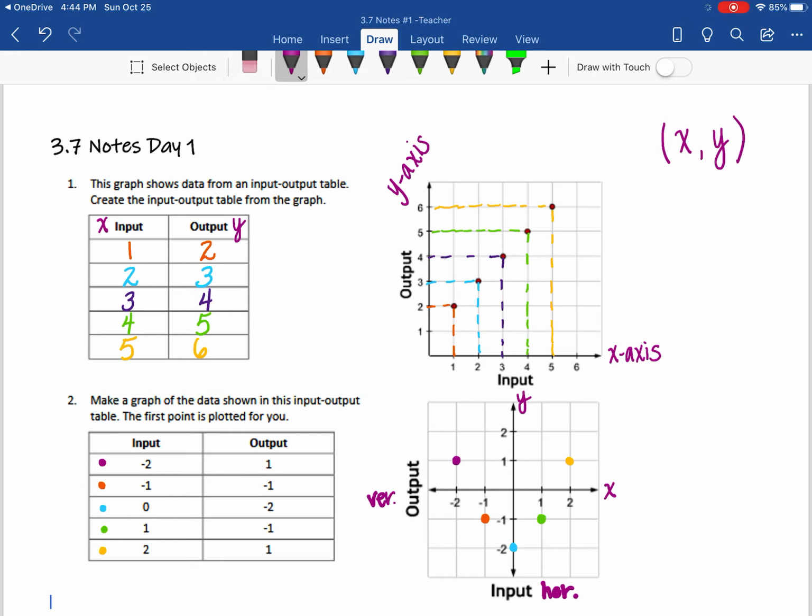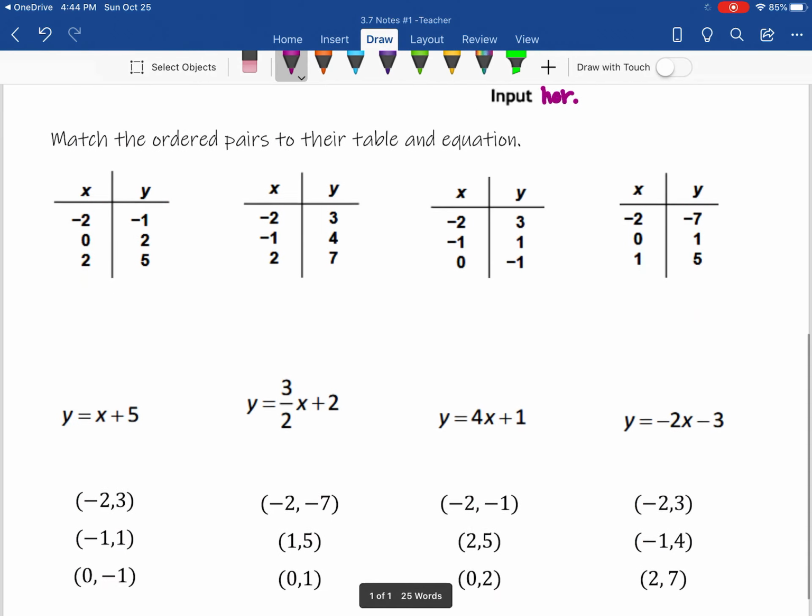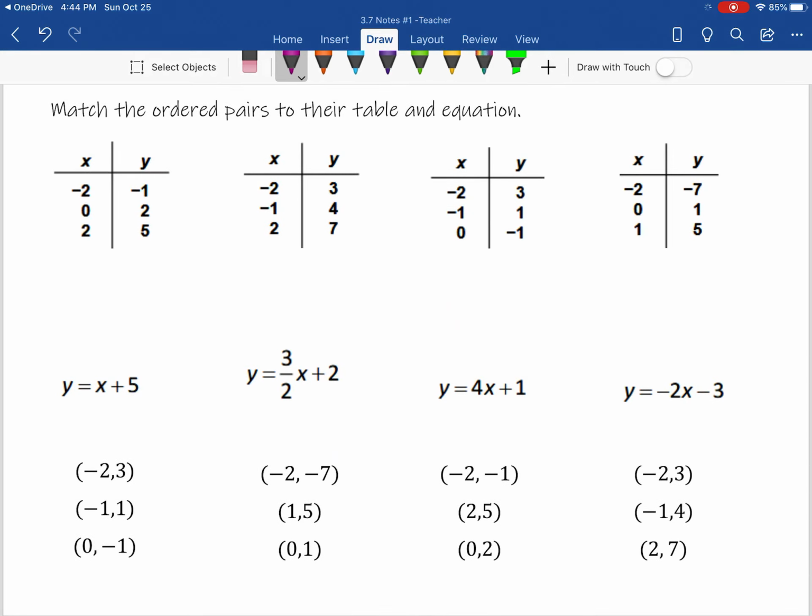Okay. All right, so now that we've plotted some points, let's go down and look at the next section of our notes where we are trying to match the ordered pairs to their table. Okay, so you have a table. We know that we're going to be writing a rule from this table because you have to match it, but we're also going to be matching ordered pairs. Okay, so ordered pairs are points. A table is a way to organize points, and points satisfy an equation of a line. Okay, so we're going to be doing some matching here.